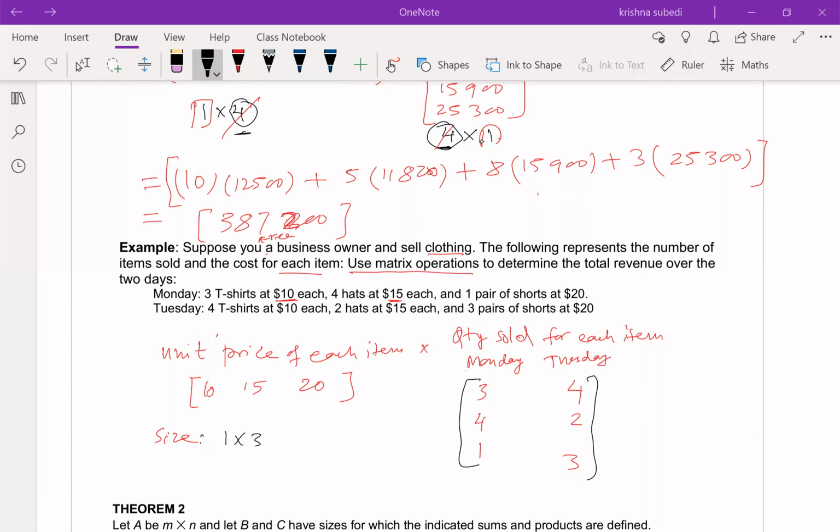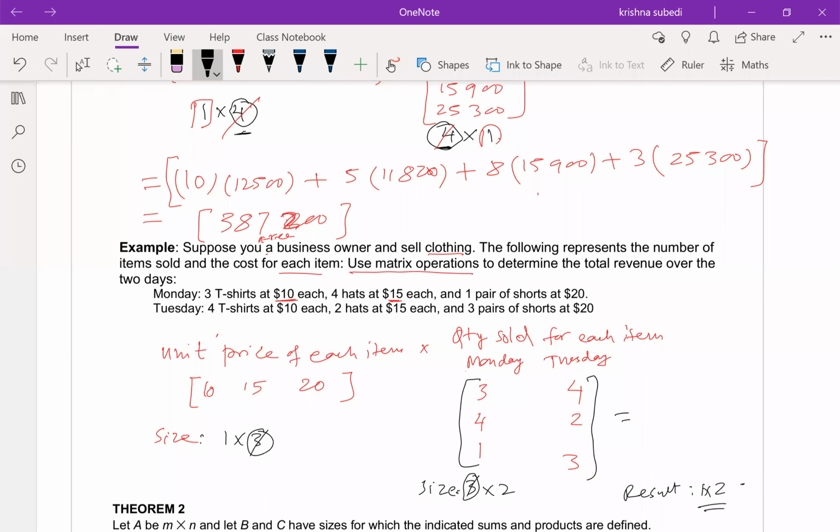Okay. Do you think the matrix multiplication exists? Yes. Let's check. The size is 1 by 3 and the size here is 3 by 2. As you can see, the columns of this one and the rows of that one are equal, so yes, the matrix multiplication exists. And the resulting matrix size will be 1 by 2.